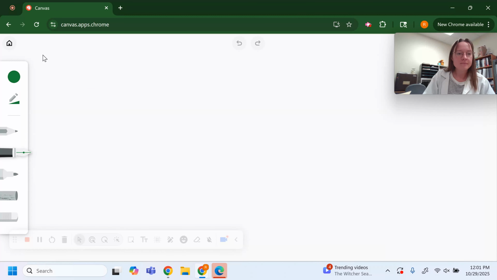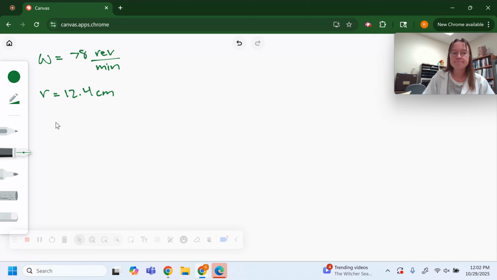Okay, here's what I know. I know that the angular speed of my record is 78 revolutions per minute. I also happen to know that the radius of my record, because I measured it earlier, is 12.4 centimeters. So if a bug was sitting on the very outside edge, they'd be sitting 12.4 centimeters away from the center. Now here's a question: how fast would that little bug be going tangentially or linearly?